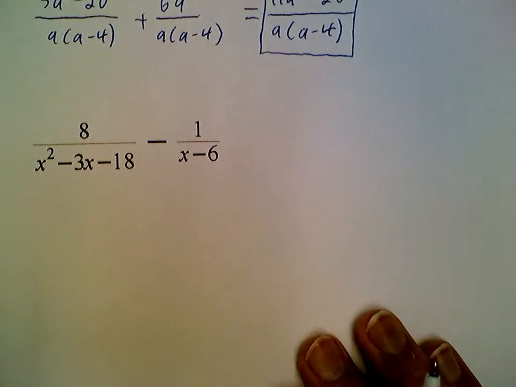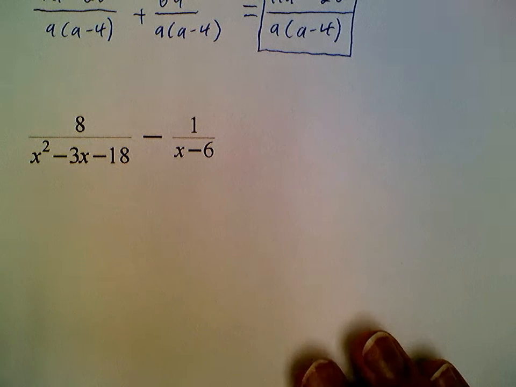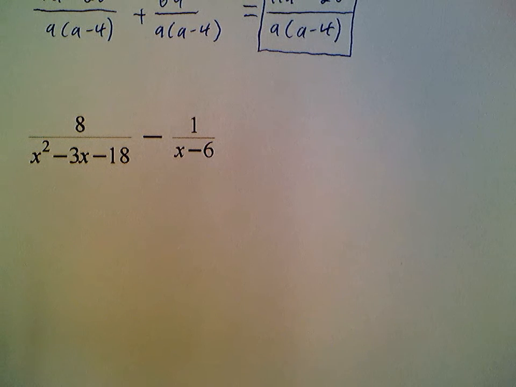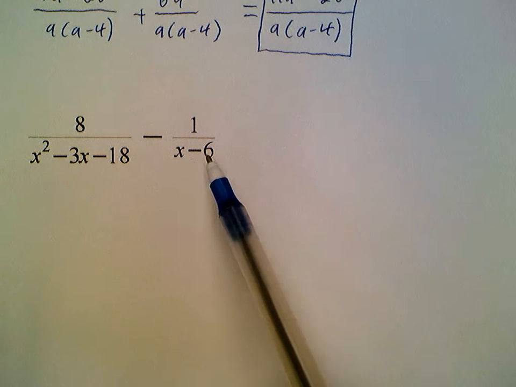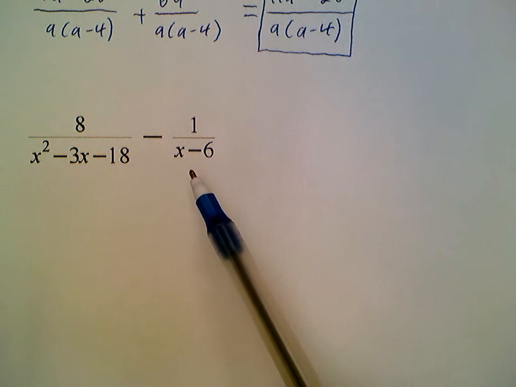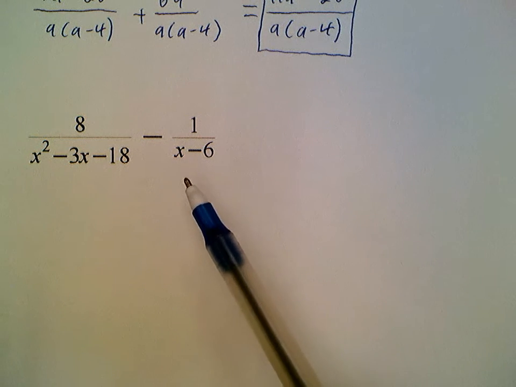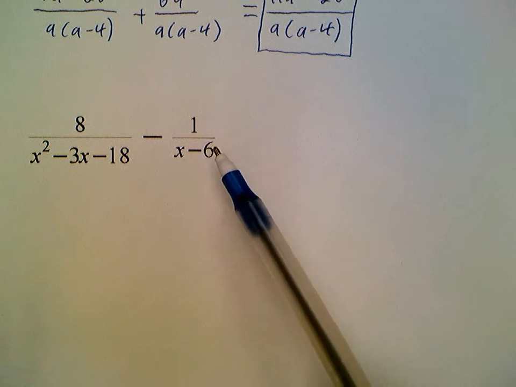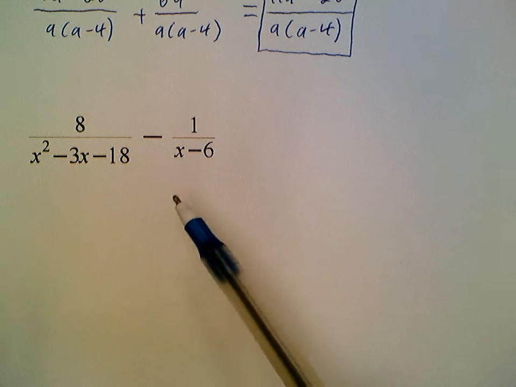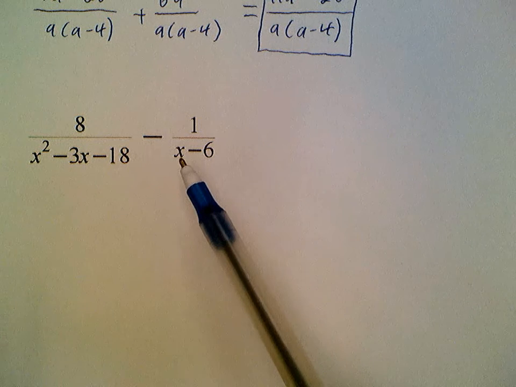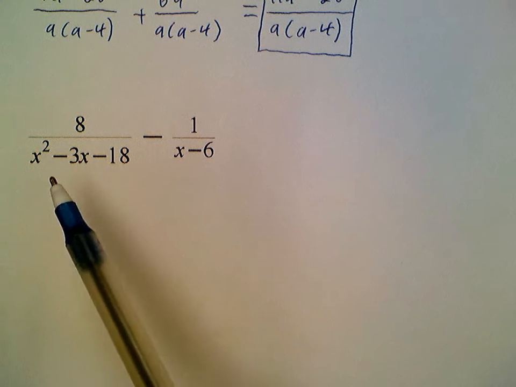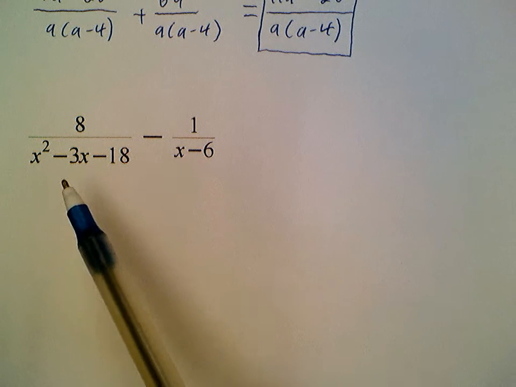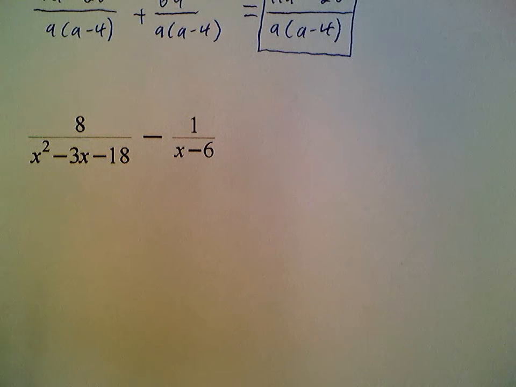So I've got a fraction on the left, which is a divided by x squared minus 3x minus 18, minus 1 over x minus 6. So I need to find common denominators. Now to find common denominators, you want ideally both fractions to be as factored as you can get. So this fraction can't be factored, it's just x minus 6. But this left fraction has a trinomial, so I may be able to factor it.